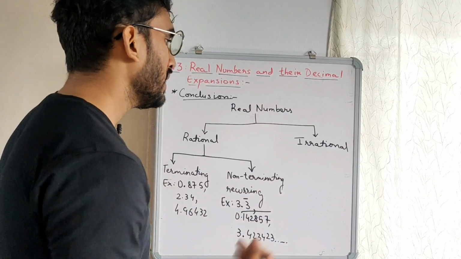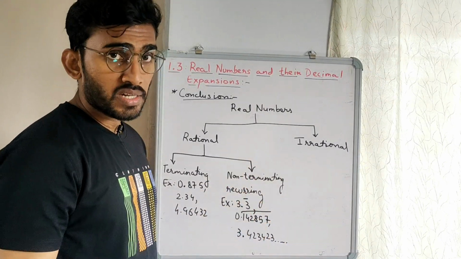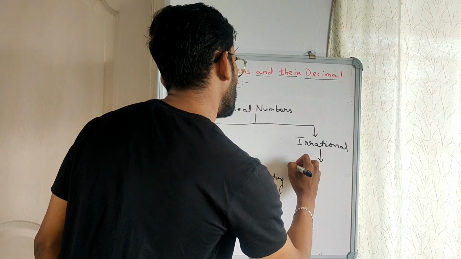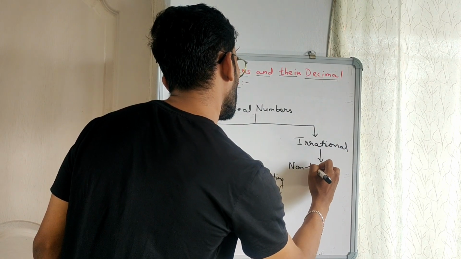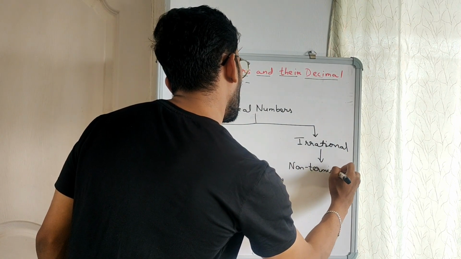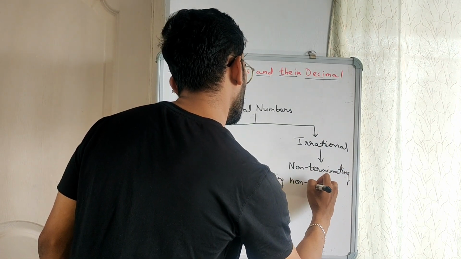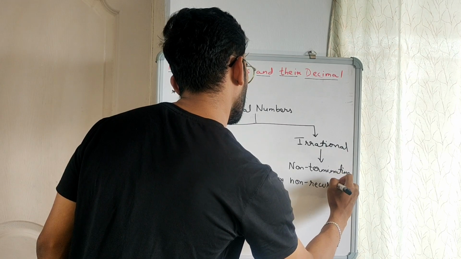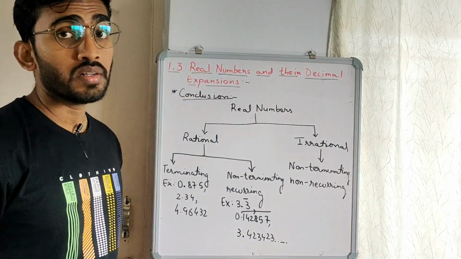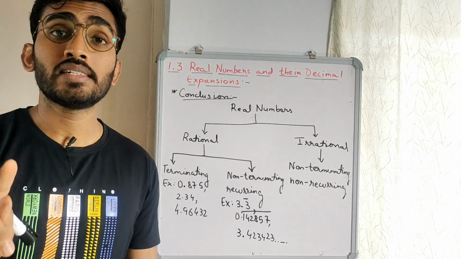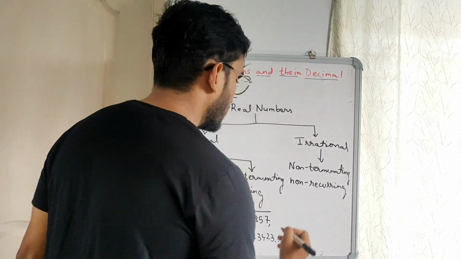Alright, now when will it be called an irrational number in the decimal form? There is only one case, and that is when it is non-terminating as well as non-recurring. When the number is non-terminating as well as non-recurring, in that case we will consider it as an irrational number.